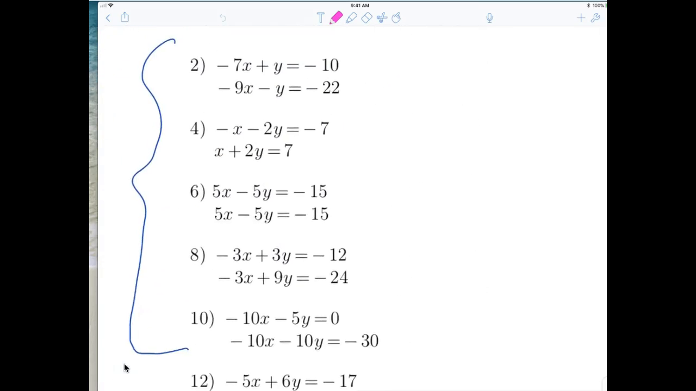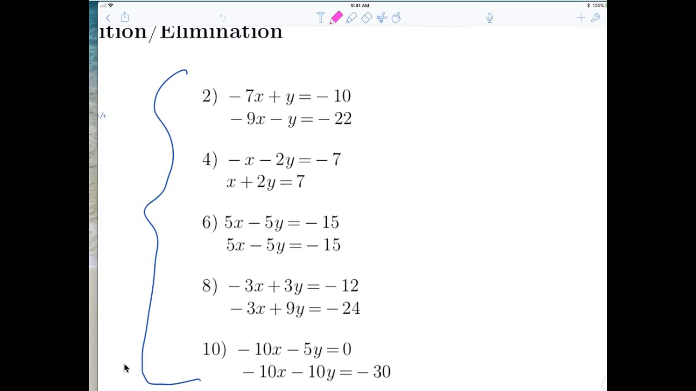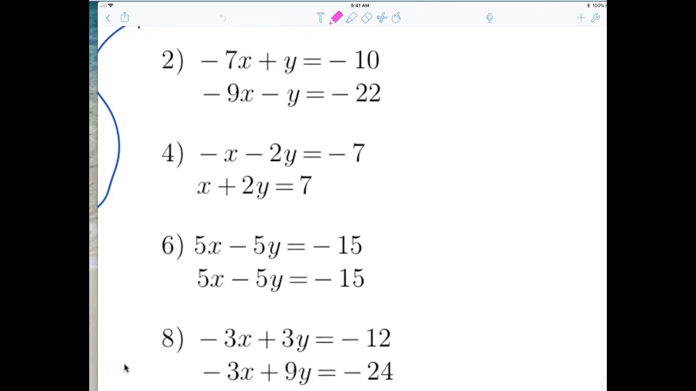We'll start with number 2 because I asked you to do that last night just to see how you were doing. When we did problem number 2, it was easy just to say I could add them. The reason why we can add them is because you're supposed to see that the y's cancel out. So you end up with negative 16x is equal to negative 32. And so x is equal to what? 2. X is equal to 2. I don't think that's that difficult.